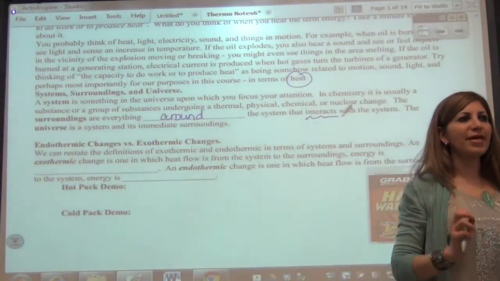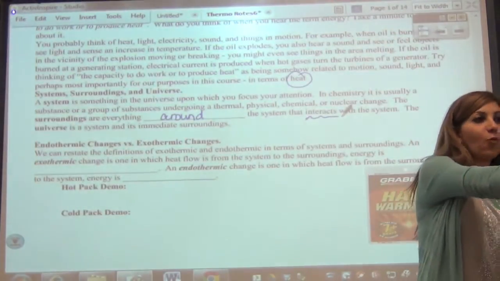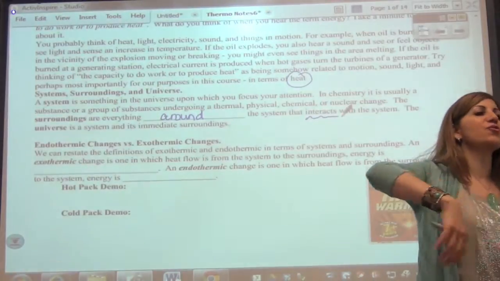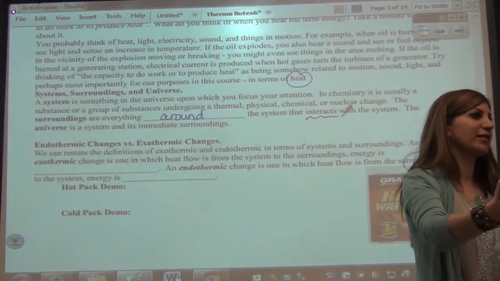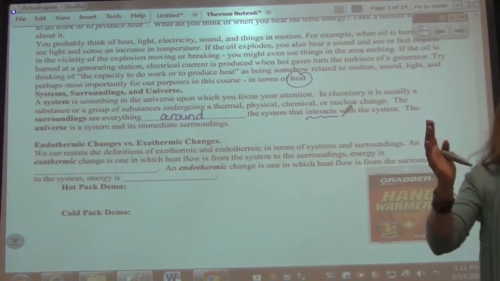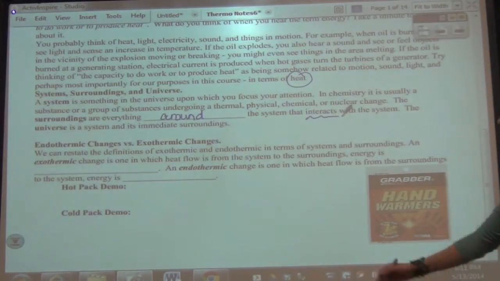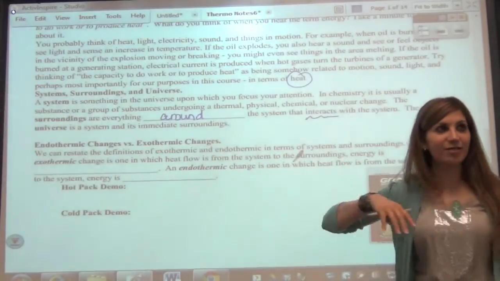So if you mix something into water, then water is going to be affected by it. So that would be part of your system and the surroundings, including the air that's around it. Okay? Then that would be your entire universe that you're looking at. Endothermic versus exothermic. So we talked about this before.